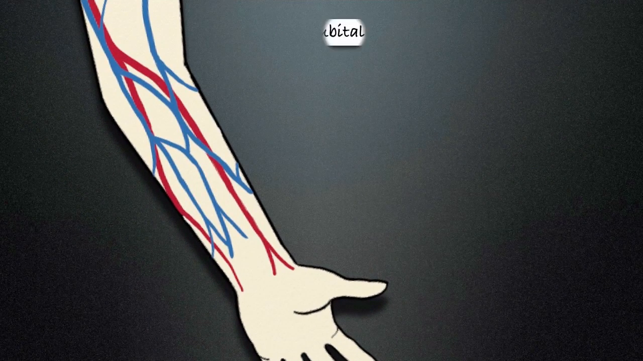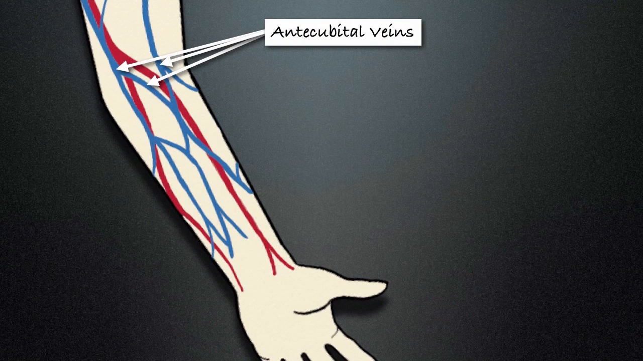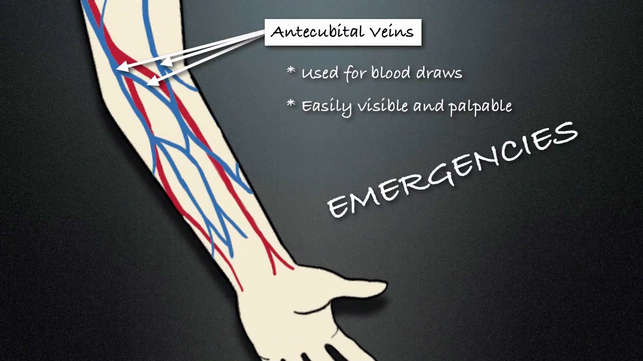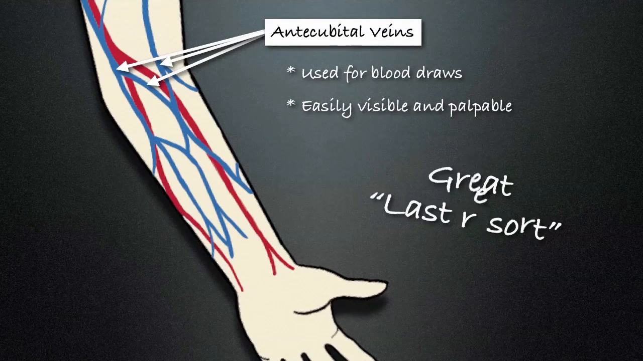Lastly, I want to talk about the antecubital veins. These are the veins most commonly used for blood draws. They are generally easy to see and palpate, and are a great option if you are in a hurry, such as in emergencies, or as a last resort on a patient that you simply can't get an IV started on.